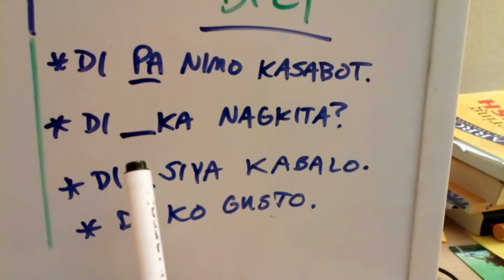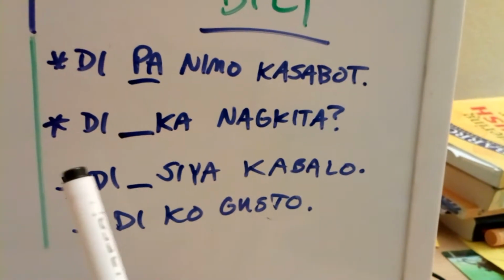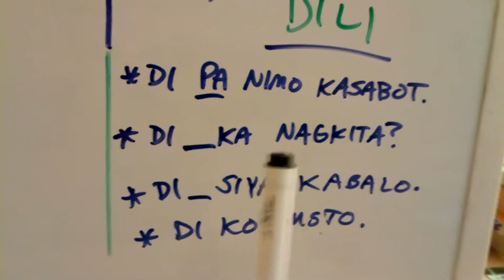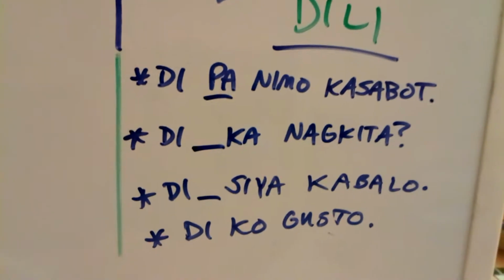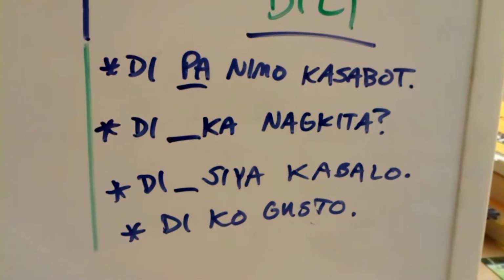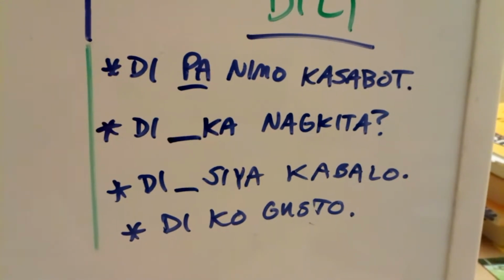Versus di pa ka nakita, or di ka nakita pa. It's like you haven't seen it yet, right? If I say you haven't seen it yet, meaning the action wasn't done yet, it's going to be incepting to be done. The seeing wasn't done yet. It wasn't completed. The action wasn't completed.